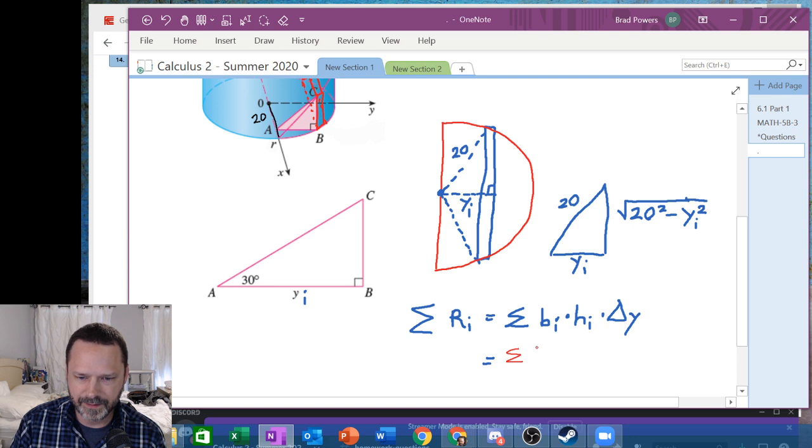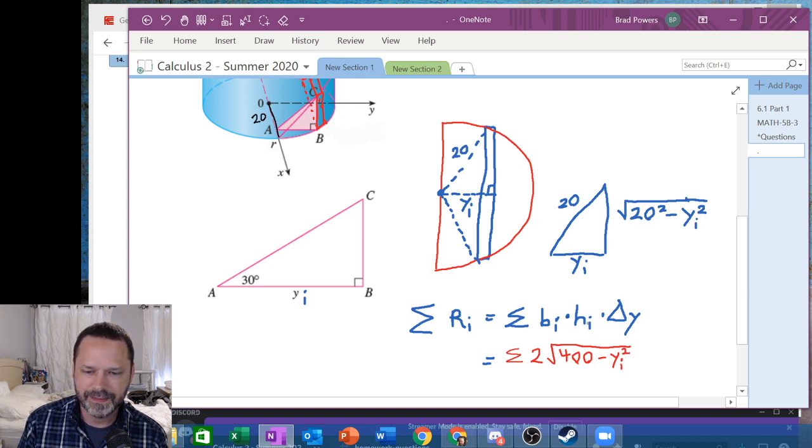The sum of 2 times root, and we'll make that 20 squared, 400, minus y sub i squared. That's the b sub h. Now the h, you know what? This is going to be right here. H sub i, that's right here.